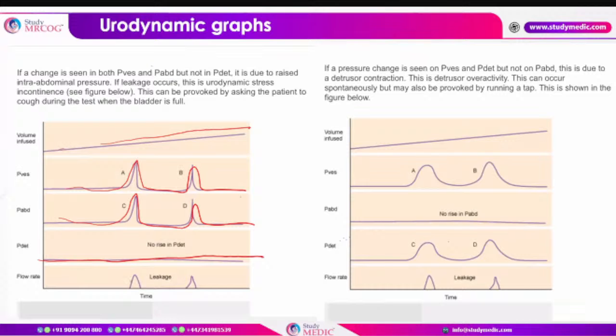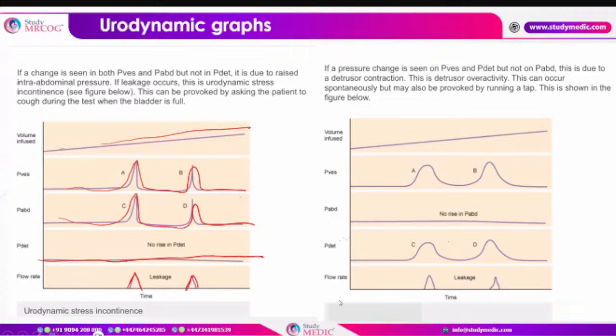So what we are seeing here is that the detrusor pressure is not increasing, but there is an increase in abdominal pressure and there is a leak. So whenever there is leakage without increase in the detrusor pressure, it is what we call stress urinary incontinence or urodynamic stress incontinence. Now coming to this graph.